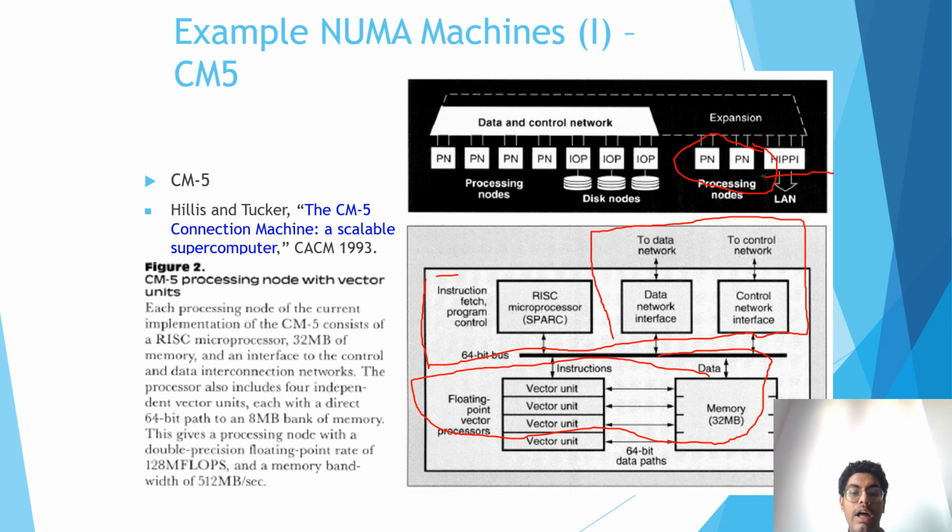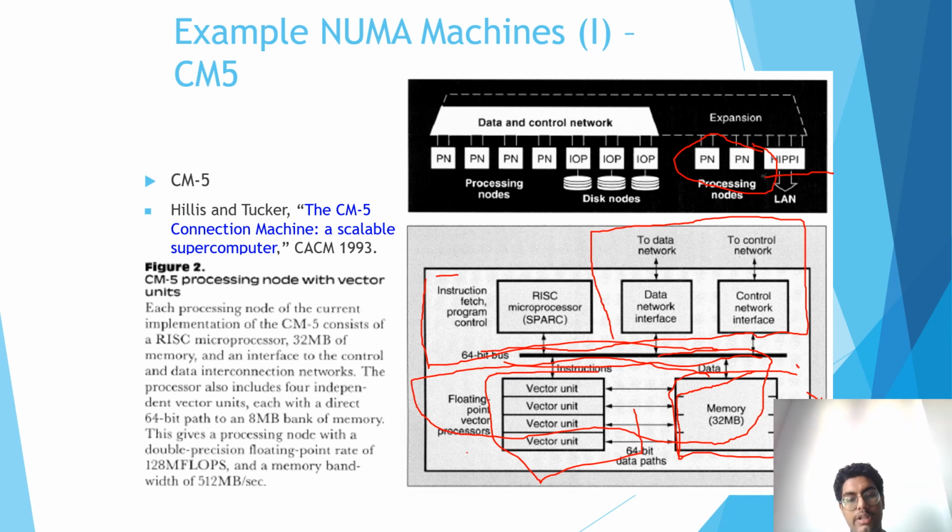You might ask, why shouldn't this one be UMA? But no, this is not UMA. Why? Because the memory is accessible from all the processors, and it also has a local memory. So floating point vector processors are there, and the vector units can access the memory, the same for both of them. And these are the two networks, the data network and the control network, right?